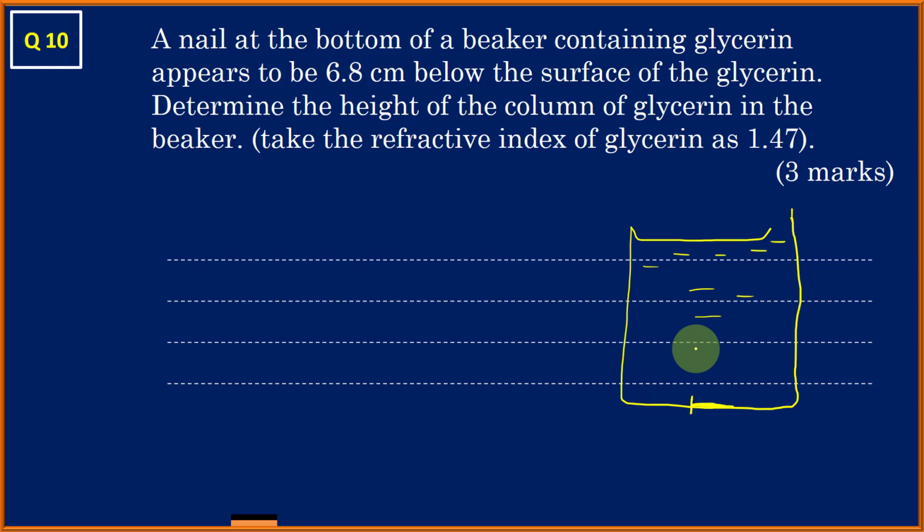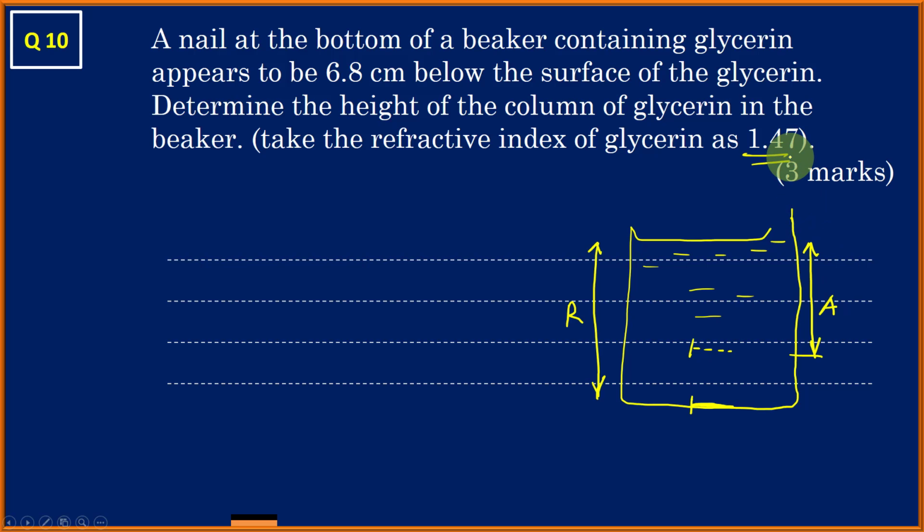So we know that the nail appears to be somewhere here. This is its apparent depth. Its actual depth is this one. Now, since we've been given the refractive index of glycerin, the equation to use here will be real depth over apparent depth, which should give us the refractive index.